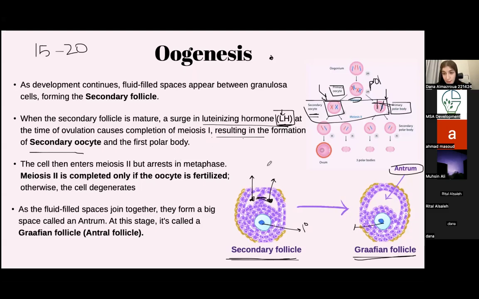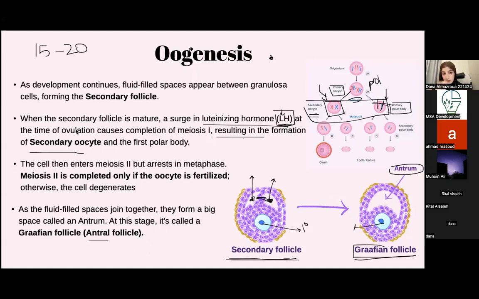Then the surge of LH happens. It allows the primary oocyte to continue meiosis I. It's no longer stuck at prophase I, so it becomes a secondary oocyte. Also, by the time the surge of LH happens, the fluid-filled spaces in the secondary follicle join. They form a very big space called the antrum. Now, when this antrum is formed, we call it a Graafian follicle. It's also referred to sometimes as the antral follicle because of the name of the space. Okay.